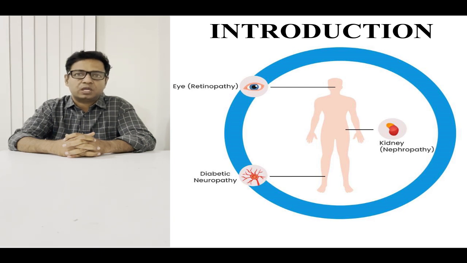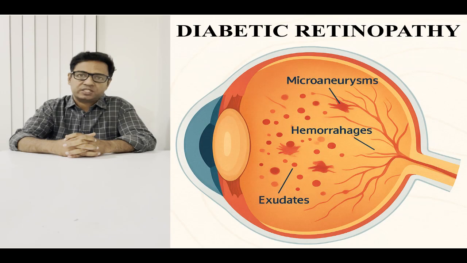These microvascular complications can be divided into three. First one is diabetic retinopathy. The second one is diabetic nephropathy. The third one is diabetic neuropathy. First, we will discuss diabetic retinopathy.